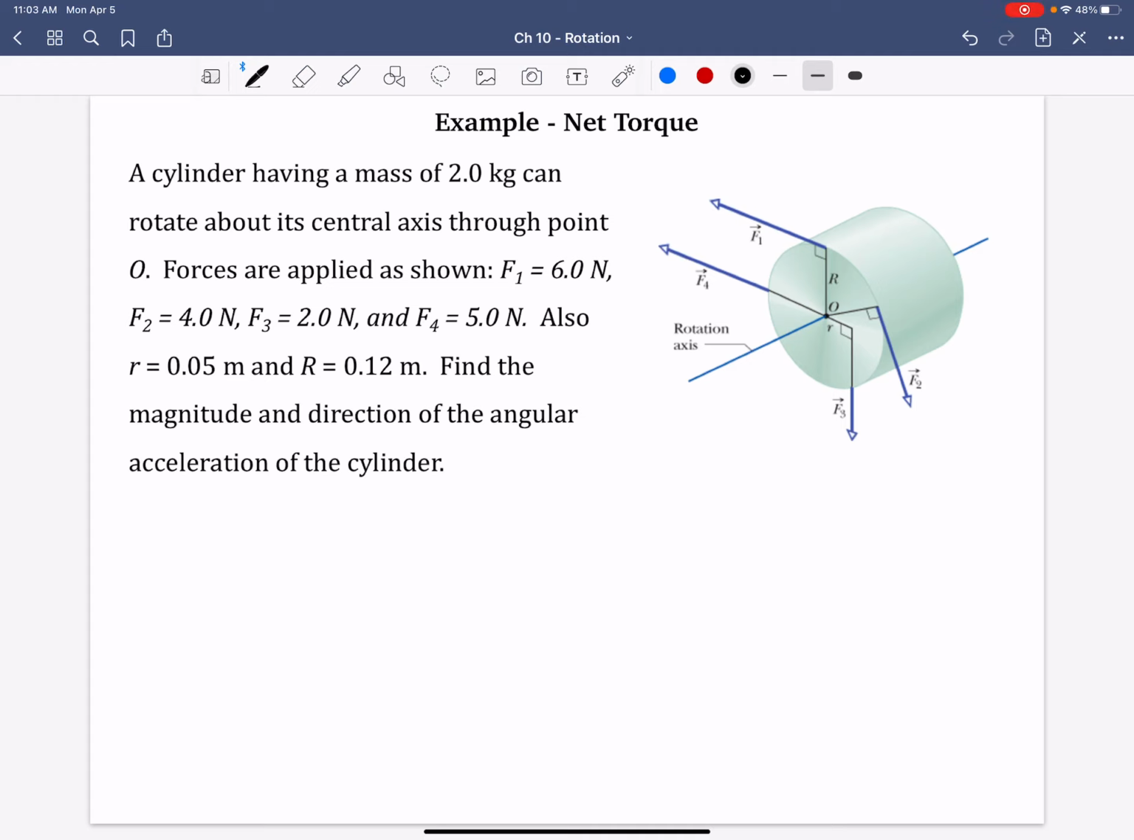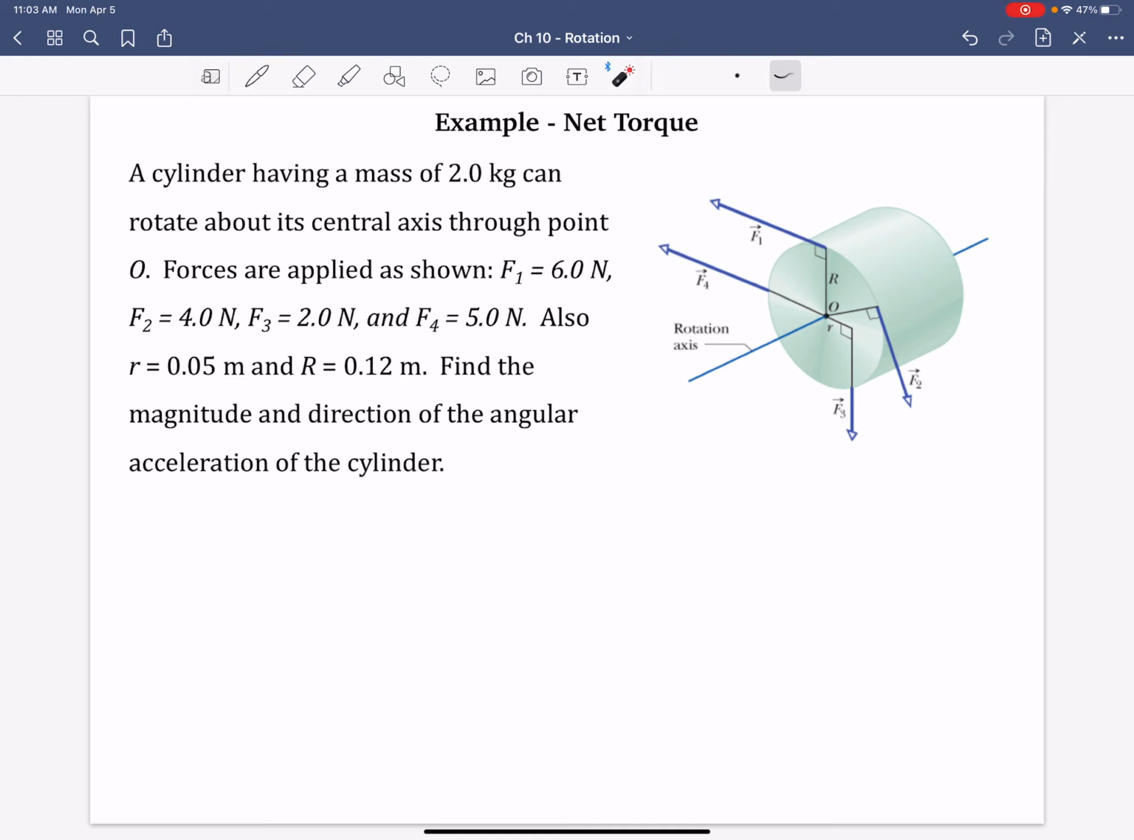So this example will be finding the net torque on an object and ultimately finding the net angular acceleration. What we have here is a solid cylinder of radius capital R and mass we'll call capital M. It's subjected to four forces, F1 through F4, and they're oriented as shown in the picture.